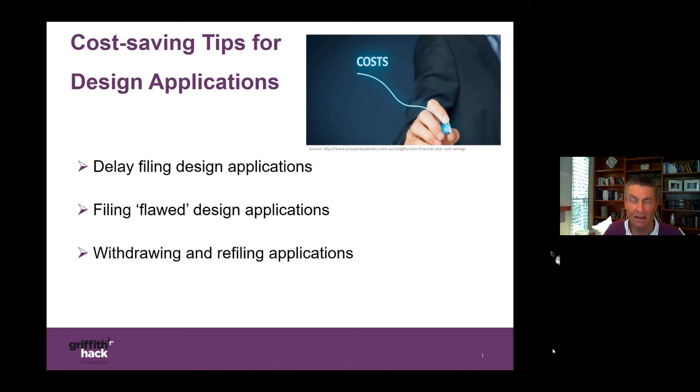If you are thinking about a product that potentially has a global market, then it's good to have some strategies in terms of deferring as best you can those costs. So I'm going to outline three broad areas where you can look at this. Firstly, simply delaying filing your design application, and I'm going to talk you through how late in the process you can delay that filing. Second, filing what we call a flawed design application. This is a good way of buying yourself a bit of time to make some decisions before you launch. And third, the option of withdrawing and refiling applications as well.